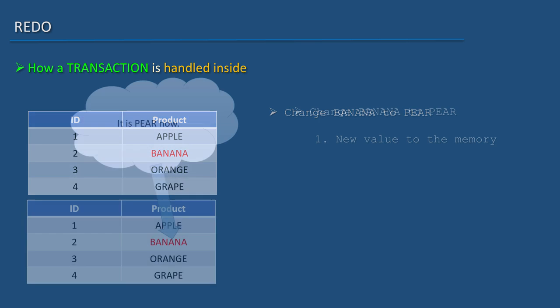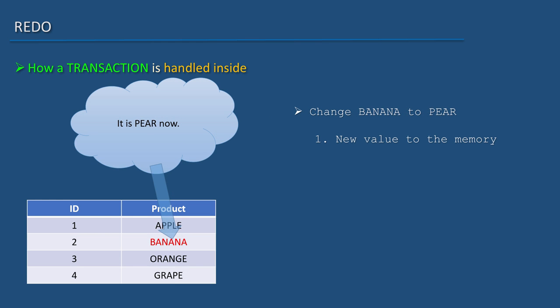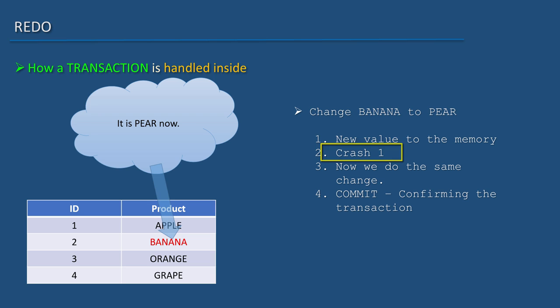What happens now? Oracle notes that the new value is pear in the memory, but it doesn't write it on the actual table yet. What if the server crashes and reboots accidentally now? The database will come clean during the next startup as nothing was written in the table. Of course, the content in the memory will be wiped out as it does during every restart of a computer. Let's call that crash 1.